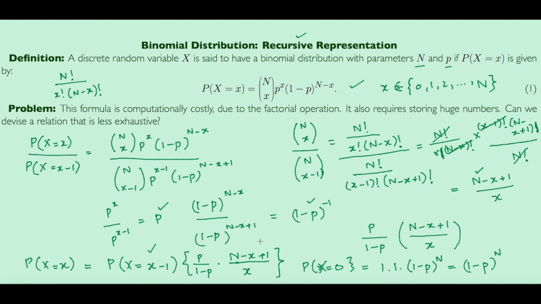So this is it for a straightforward derivation of how we can represent binomial probabilities in a recursive fashion and what the use of it is.